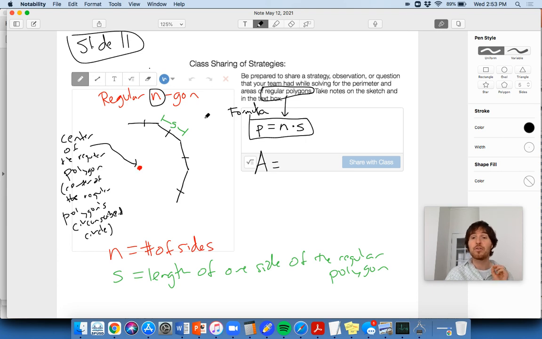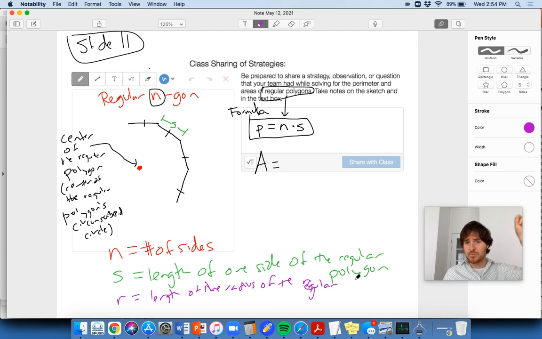Because of that center point, the thing you were given today was the radius of the polygon here. So I'm going to put that down. That's actually not going to appear in your formulas. But R, when you have problems like this, represents the length of the radius of the regular polygon, which is the same as the length of the radius of the regular polygon's circumscribed circle.